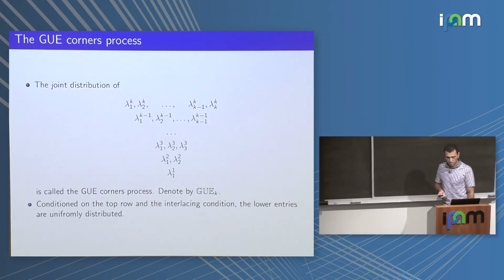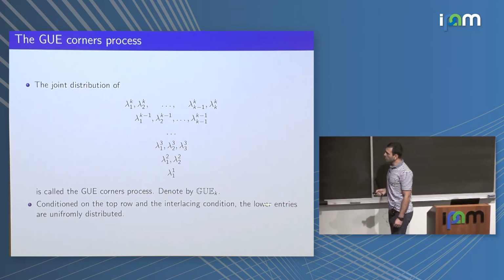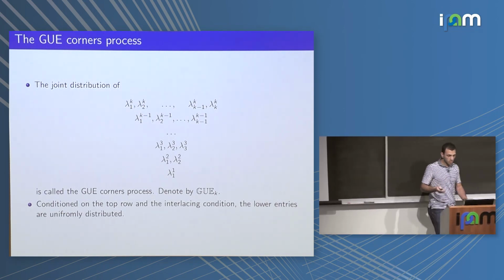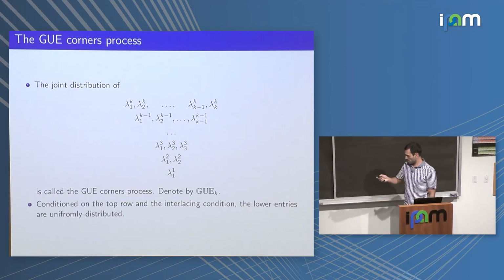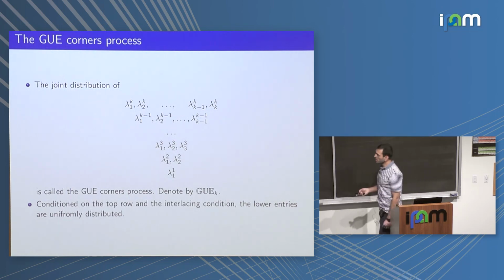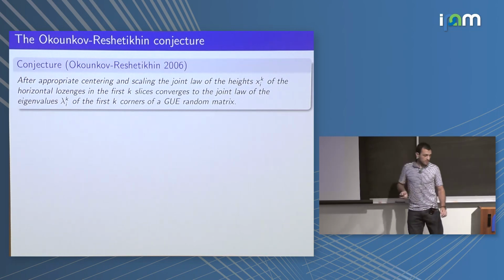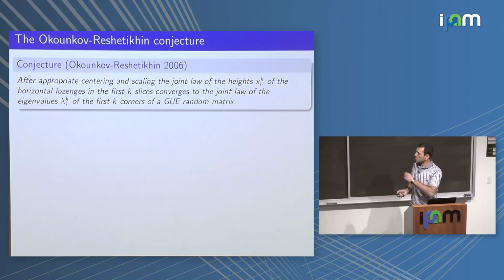And so what you can do is look at the first, say, k corners, and look at all the eigenvalues of the first k corners. You get this triangular system of eigenvalues. You have interlacing between them, and the joint distribution of these eigenvalues is called the Dewey corners process. And the conjecture of Okounkov and Mkrtchyan was that if you look at the processes that appear at the edge of these lozenge tilings, and center and scale them appropriately, then as the size of the system grows, this should converge to the Dewey corners process.